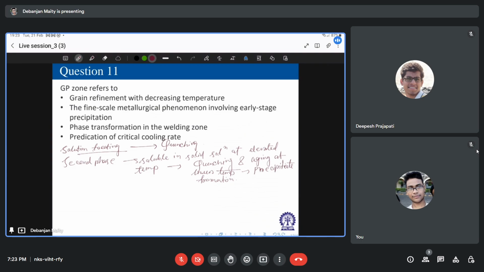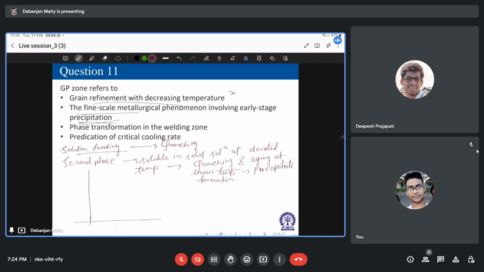Now what happens in GP zone? GP zone is the fine scale metallurgical phenomena involving this early stage precipitation. If you think of aluminum copper alloys, this is a typical example of a precipitation hardening material. Should I explain the theoretical thing? You have gone through the theoretical part now.